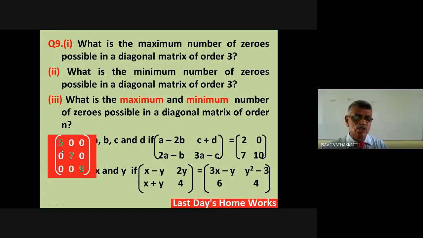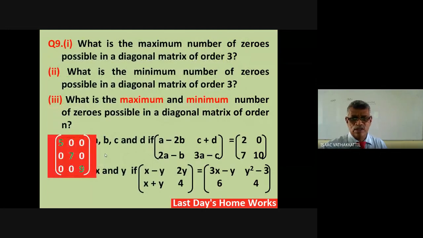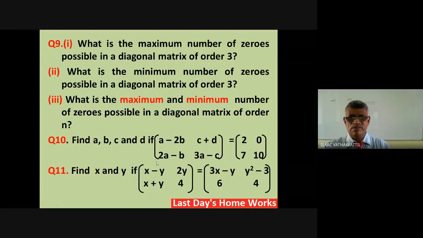I can have all zeros except that at least one non-zero must be there in the diagonal. All the rest may be zeros, but at least one is non-zero. So the maximum number of zeros will be n squared minus 1, and the minimum will be n squared minus n.